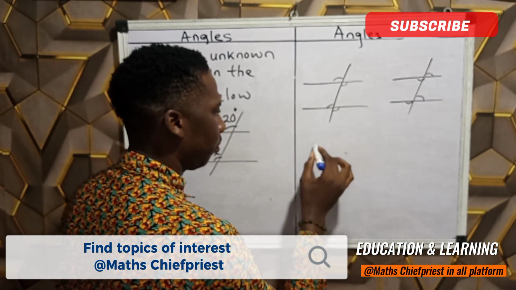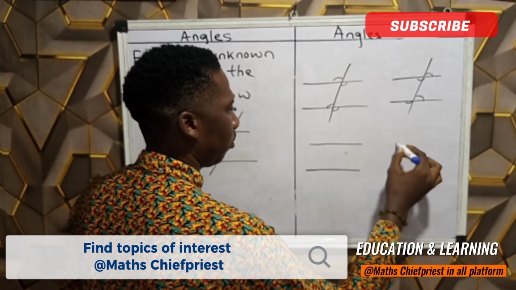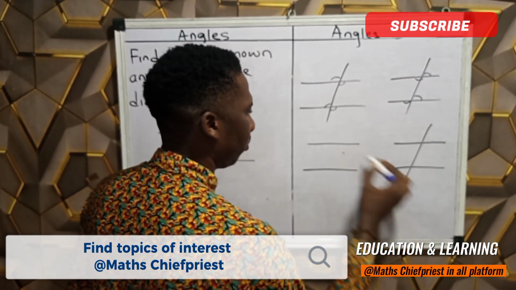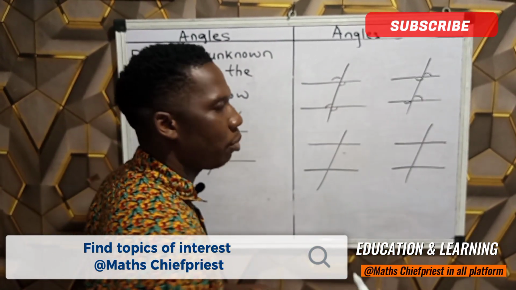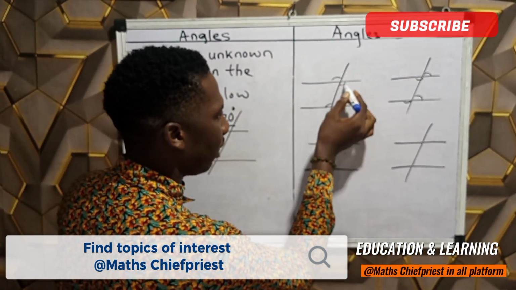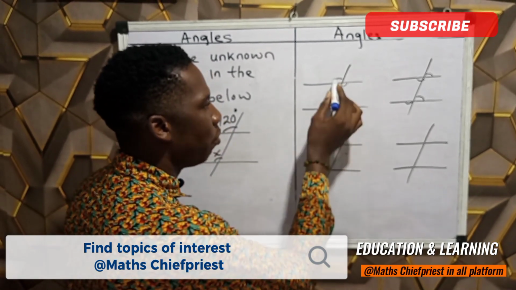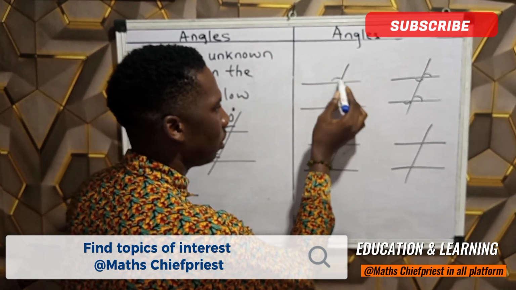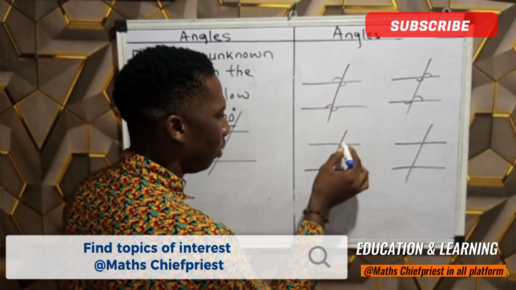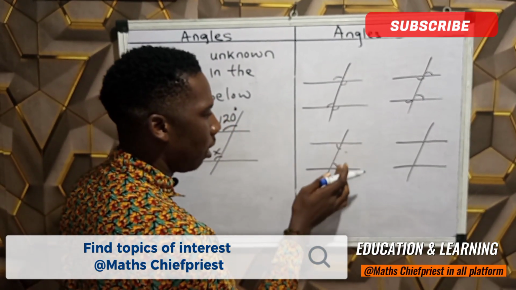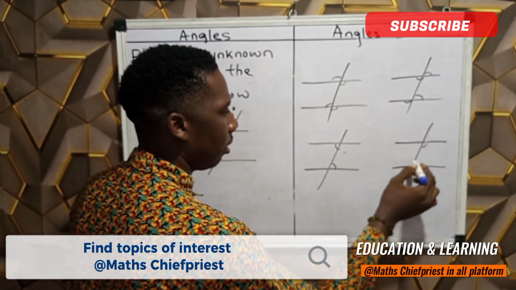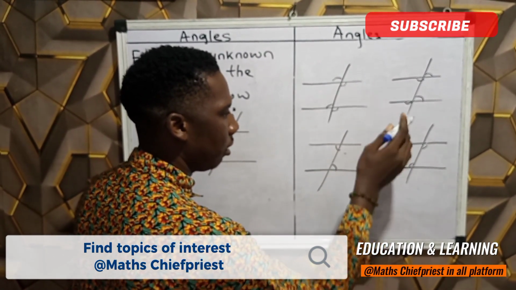Here, corresponding. What I showed you here is corresponding angles, but if you watch like this, it is what opposite angles is. Now this, watch this: alternating angles.